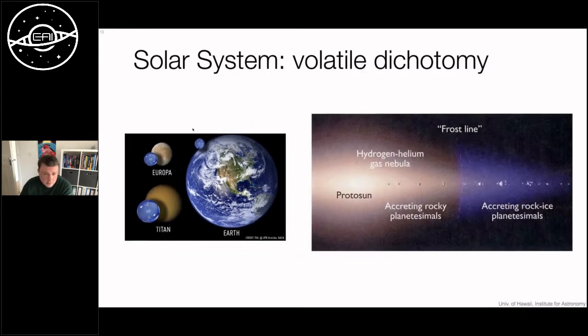So very classically, the idea for this is that during planetary formation, in the disk, there's a sort of snow line or frost line, inside of which all the water is in vapor form, and outside of which all the water is solid, in solid ices.